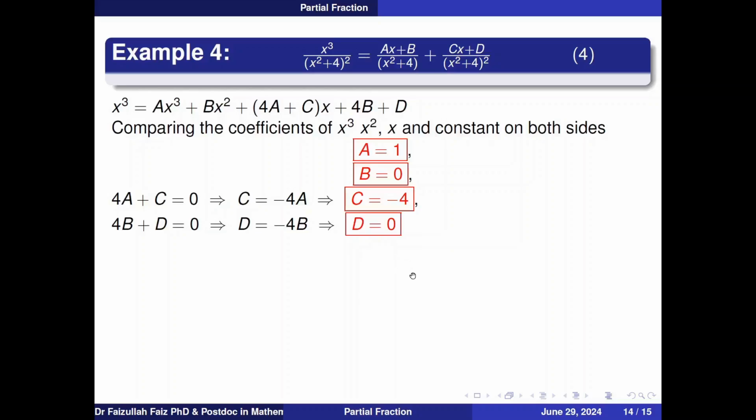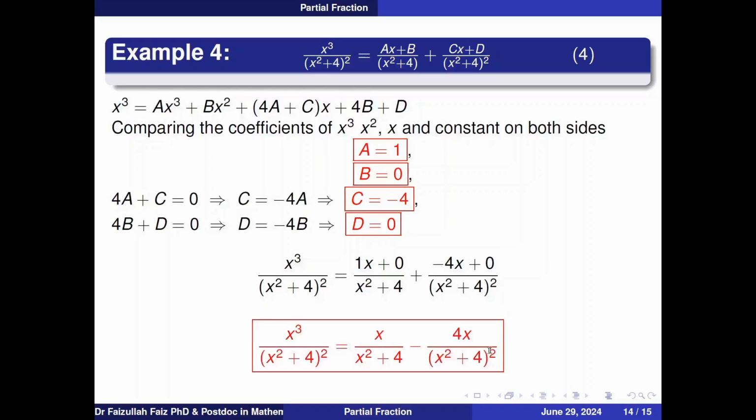We now have all values of a, b, c and d. Let us substitute these values in equation number 4. For a, the value of a is 1, so we put 1 plus b, b is 0, so we put 0. In the second term, the value of c is minus 4 and the value of d is 0. When we simplify, we get the required solution.